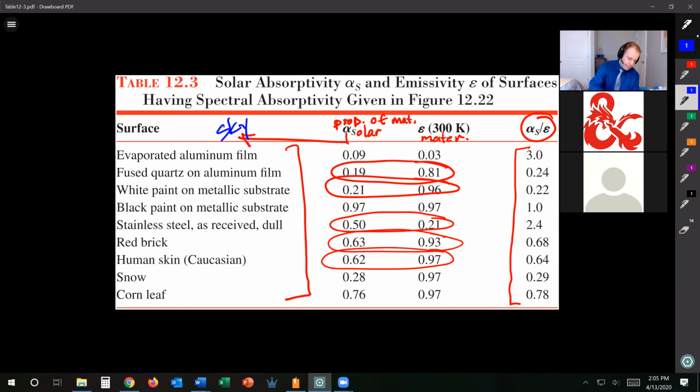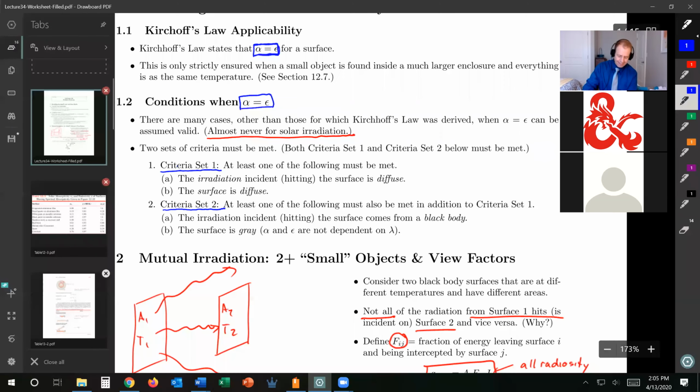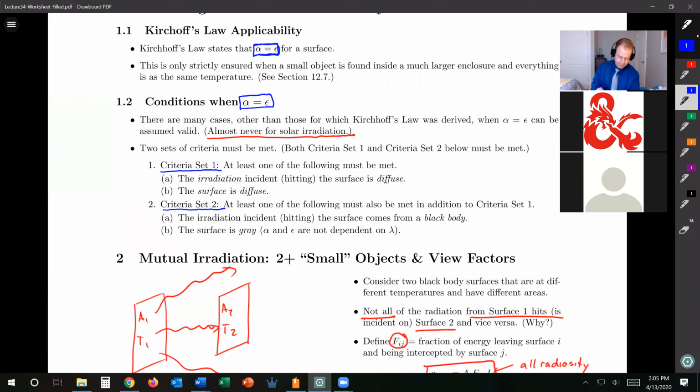So practically speaking, if you don't have alpha, you're going to assume alpha is equal to epsilon. But that's only strictly true when you have these criteria met. So criteria set 1 is that either the irradiation hitting the surface is diffuse, that means it doesn't depend on direction, or the surface is diffuse. So either when it's coming in, it doesn't matter if it's coming in from this angle or this angle, or the surface itself doesn't care which angle.